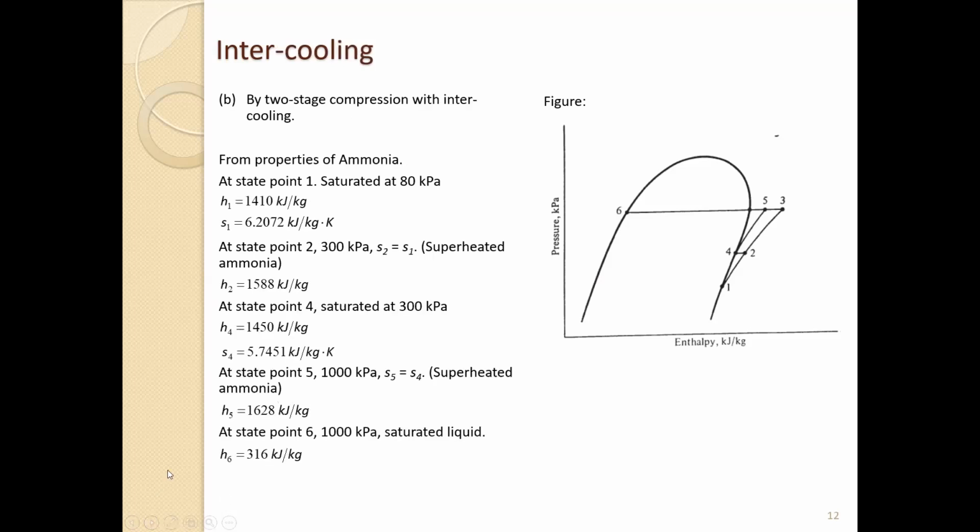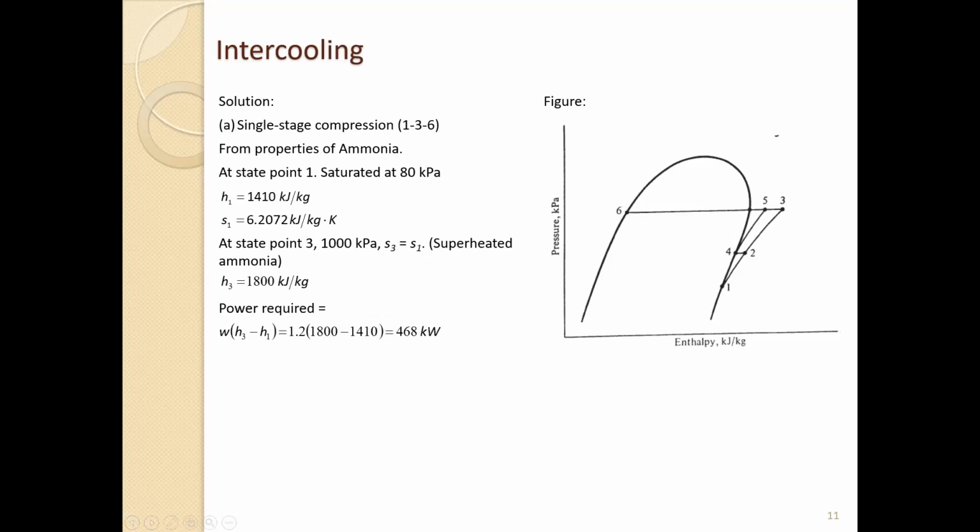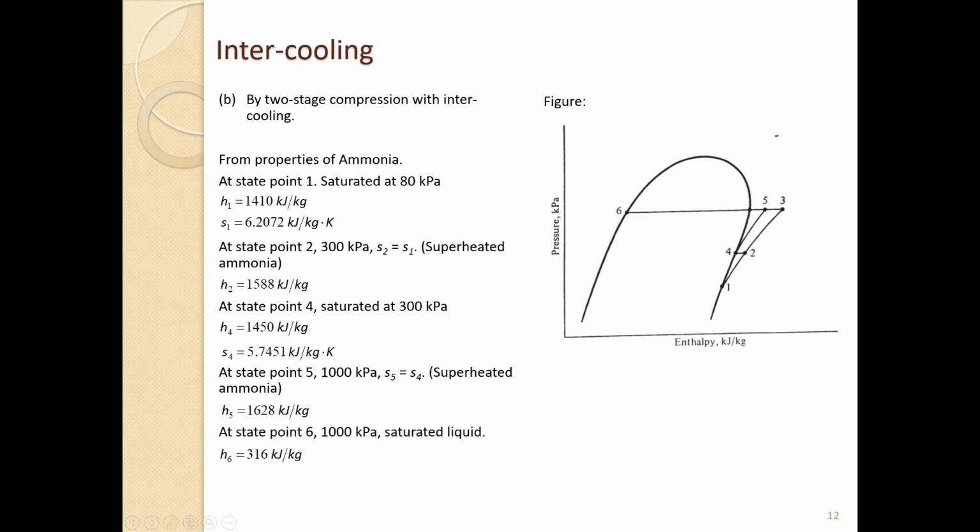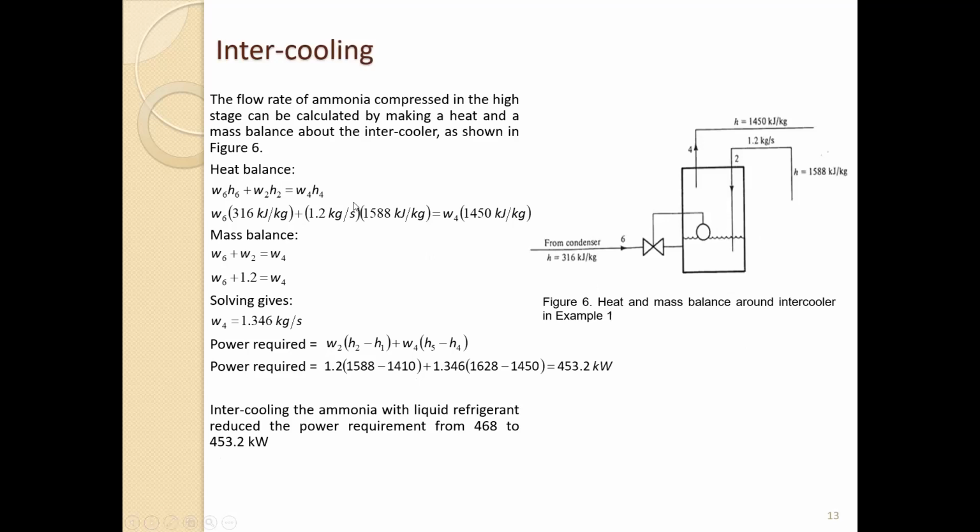Kailangan natin yan. Dito wala pa work, di ba? So, kailangan na natin yung H6. Now, the flow rate of ammonia compressed in the high stage can be calculated making a heat and a mass balance about the intercooler as shown in figure 6.